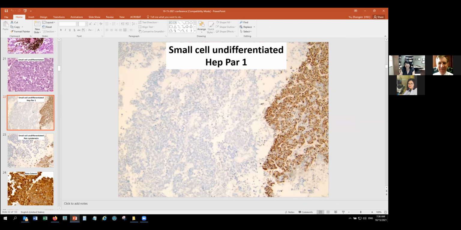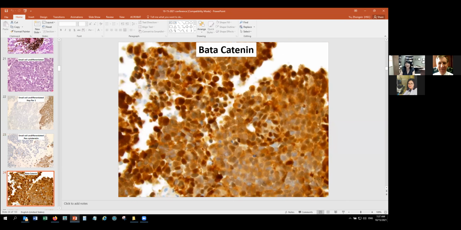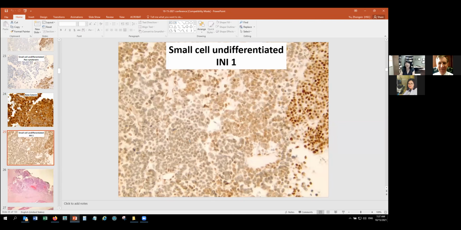Just show you some immuno features for small cell undifferentiated. Because they are undifferentiated, Hep Par 1 is usually negative compared to neighboring embryonal or fetal type cells, which are usually positive. Small cell component usually negative. Also pancytokeratin, very minimal staining compared to neighboring tumor cells. Beta catenin usually strongly positive, nuclear staining, diffuse strongly. So there's no INI1 loss, nuclear staining present.